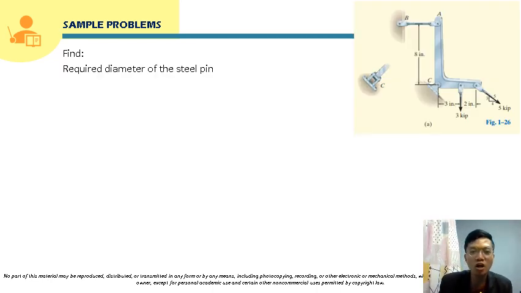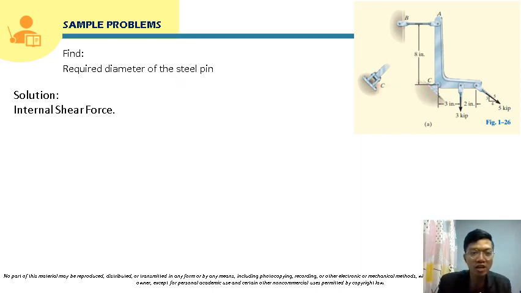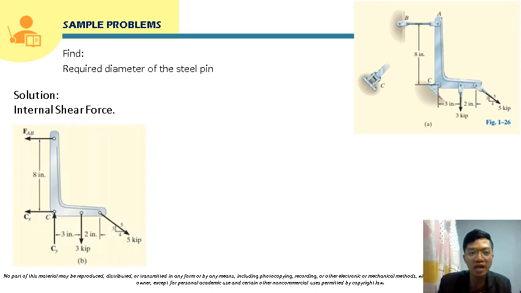Again, we are going to design the steel pin at C, so we are going to compute the required diameter. For our solution, we have to solve first for the reaction here at C, for the internal shear. Since this is a pin, there will be one vertical reaction, that will be Cy, and one horizontal reaction, and that will be Cx.